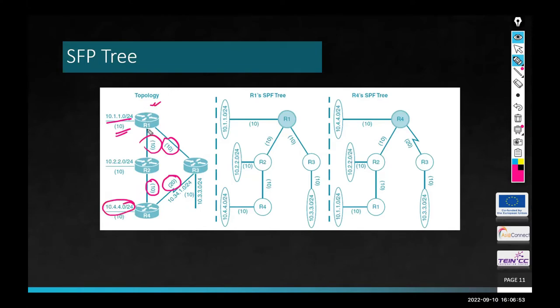We have to consider from R1 to R4, what the cost will be and how many paths we have to reach the destination. Here you will find two paths. One is R1 to R2 and then R4. Another is R1 to R4 via R3. Then what will be the cost of reaching it over each of these links? Let's calculate it.